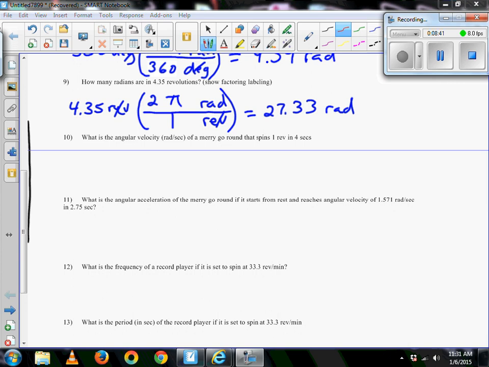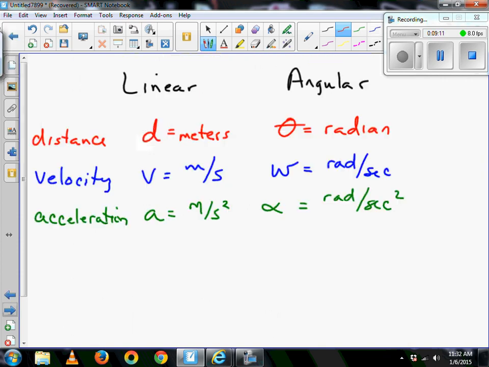Okay, I want you to look at this next formula here, and we're going to use the same process. It says, what is the angular velocity? So what letter am I looking for if they say, what is the angular velocity? Kelsey, do you have any clue what letter it is? Omega, very good, that little cursive W. So if you're looking for radians per second of a merry-go-round that spins 1 revolution in 4 seconds, what was the formula that we just wrote down on that other page for angular velocity? Yeah, radians divided by seconds, right?